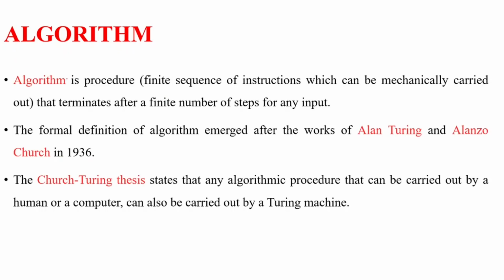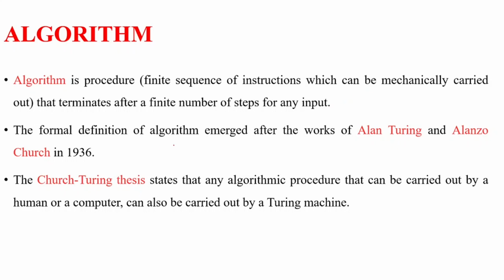And the definition goes like this. An algorithm is a procedure which consists of a finite sequence of instructions which can be mechanically carried out and that terminates after a finite number of steps for any input. Given any input, the algorithm should be able to give a solution, and if it is not able to give a solution, then it should say the solution does not exist. So that's what the algorithm does, right?